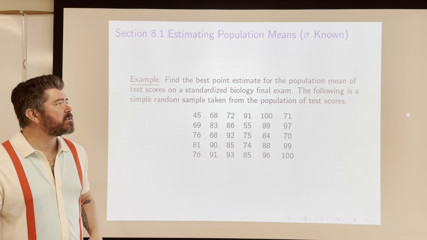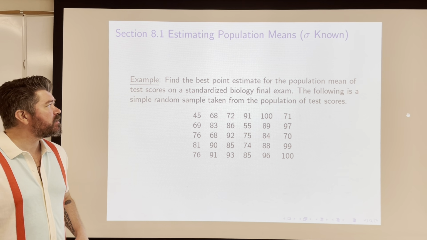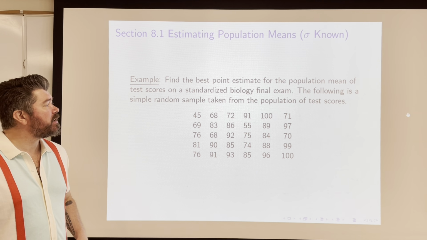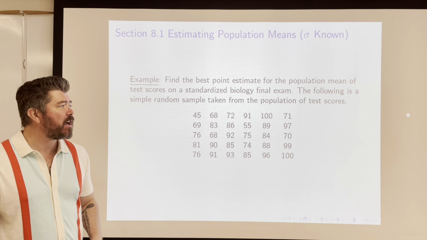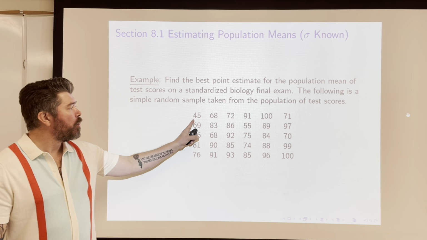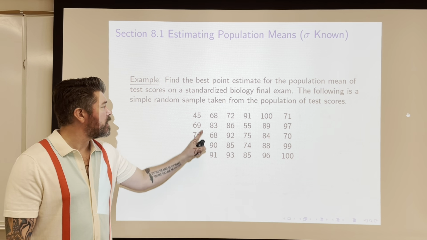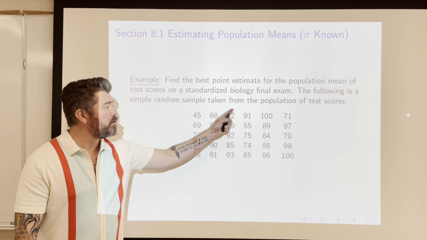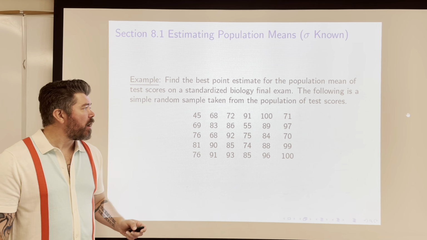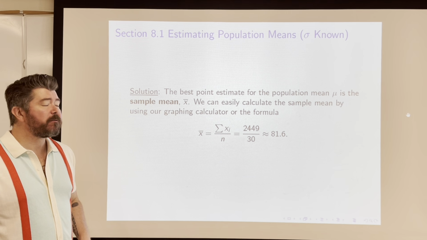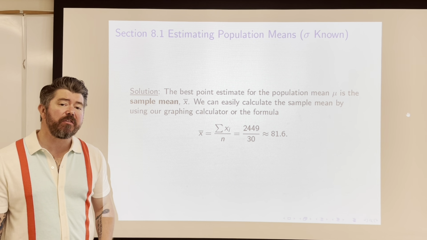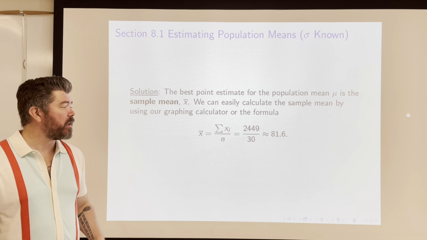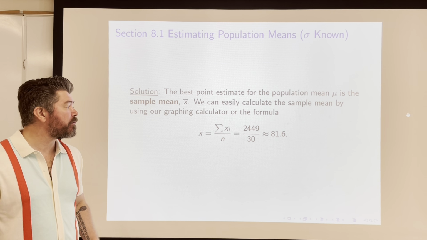Find the best point estimate for the population mean of test scores on a standardized biology final exam. The following is a simple random sample taken from the population of test scores. Now notice there are 1, 2, 3, 4, 5, 6, and 1, 2, 3, 4, 5. There are 30 sample test scores here, right? And what we want to do is find the best point estimate. And we just said the best point estimate for the population mean, the average of the population, is our sample mean, the average of our sample.